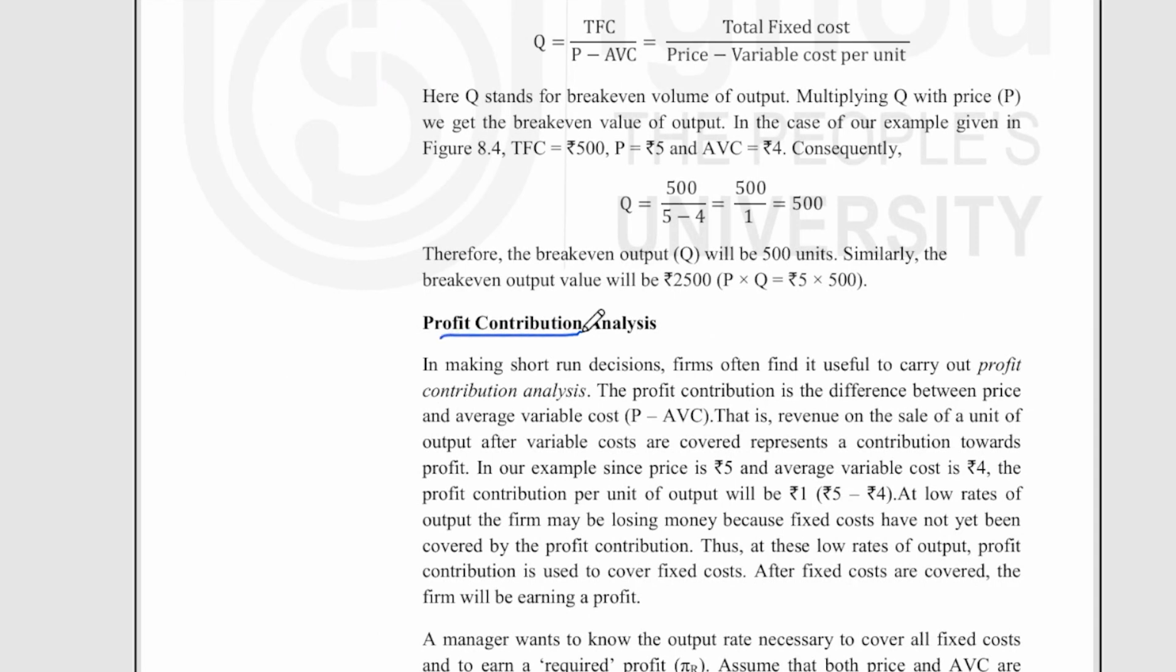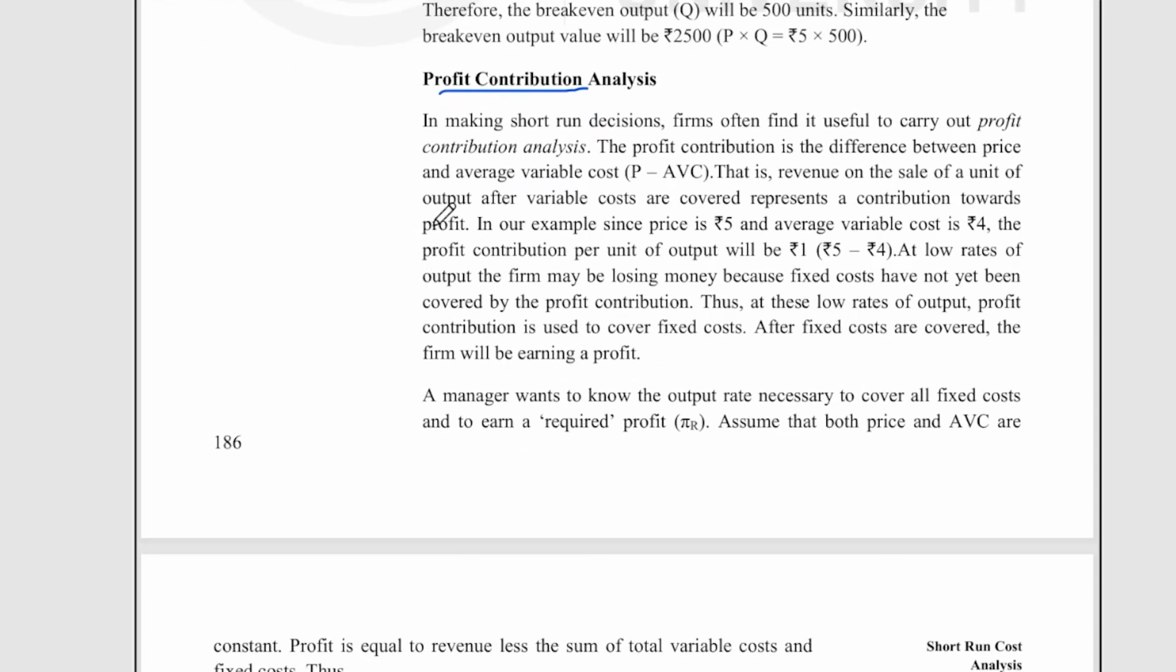Next is profit contribution analysis. In making short-run decisions, firms often find it useful to carry out profit contribution analysis. The profit contribution is the difference between price and average variable cost, that is P minus AVC. So that is revenue on the sale of a unit of output after variable costs are covered, represents a contribution towards profit. And in our example, since price is 5 and average variable cost is 4, the profit contribution per unit of output will be 1.